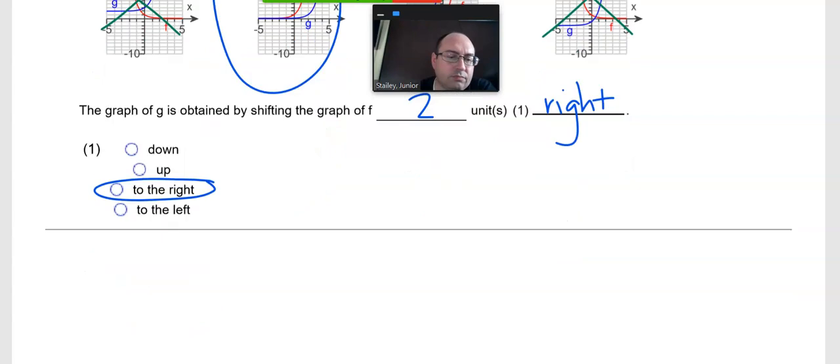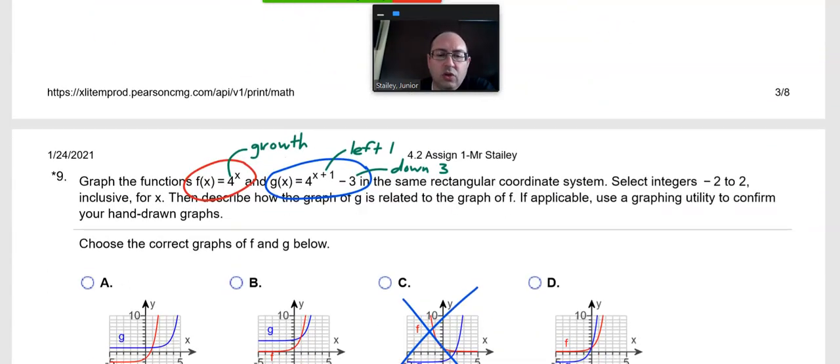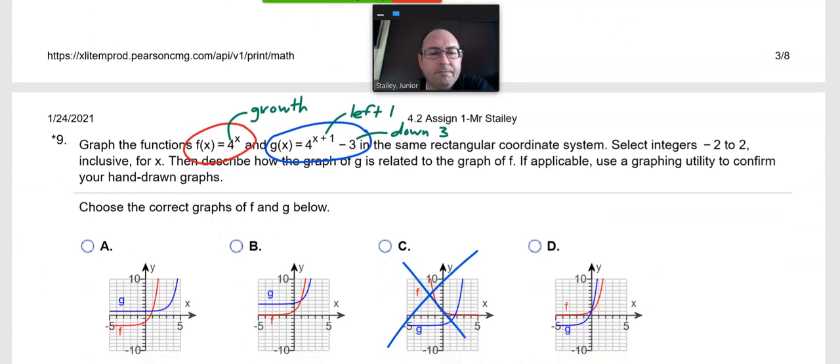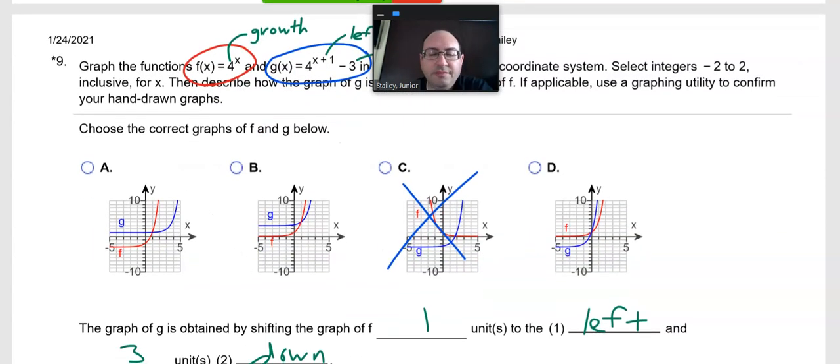So, question 9. Growth 4 to the x. This time we're doing 2 things. We're going left 1, down 3. So for you, it would look like left going this way, at least from a camera angle. So left 1, down 3. Ooh, I didn't choose. Must have gotten lazy here.